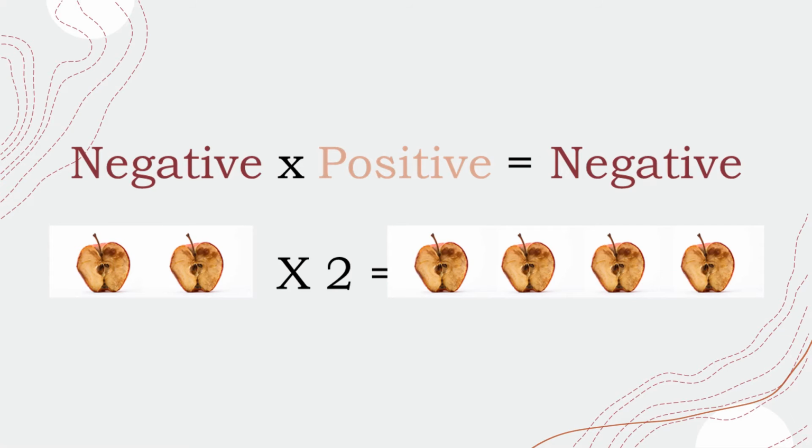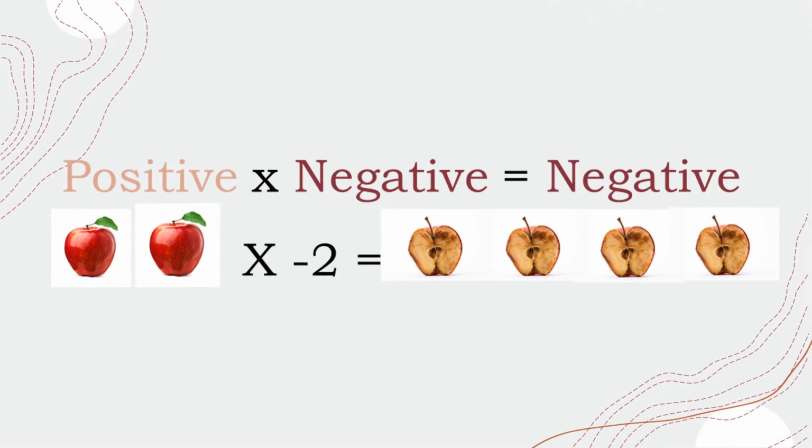So for our third example, positive times negative is negative. So let's say you have 2 good apples. When I times with negative 2, I basically have 4, but for what? So in this negative, you are negating that you have good apples. The opposite of good apples is rotten apples. So in the end, you will have 4 rotten apples.